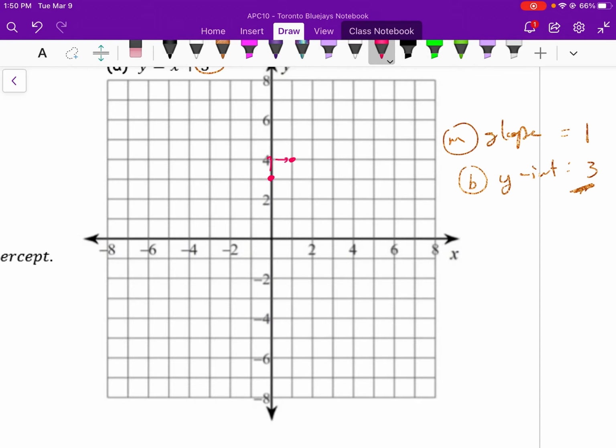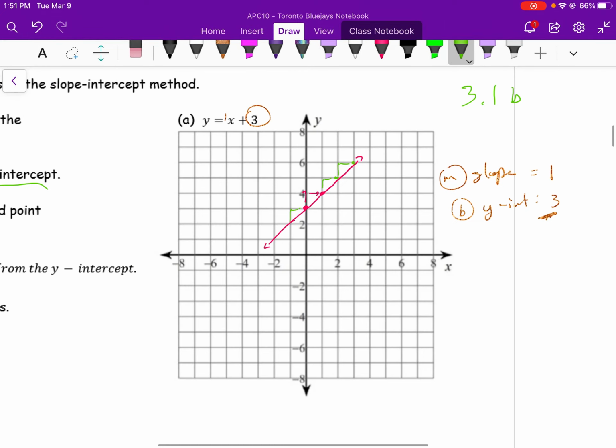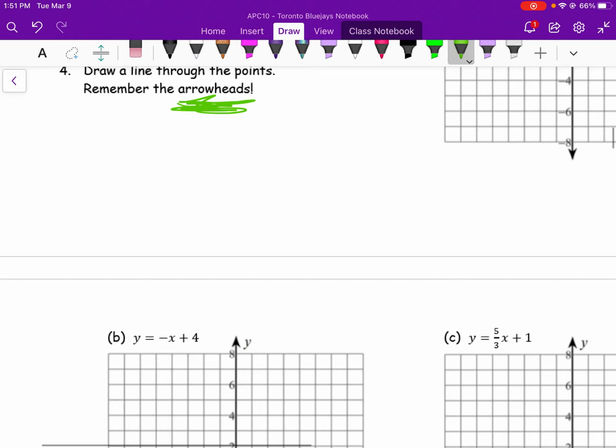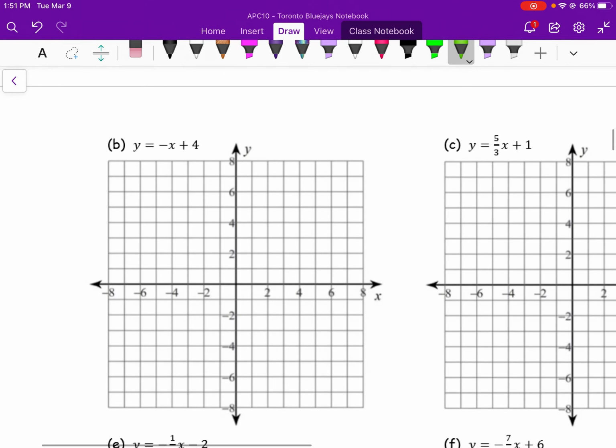Me personally, I like to get points farther apart. So there we are, there's my line. Make sure I include arrowheads. Here we are. And if I'm drawing it correctly, from one point to the next, I should have a slope of 1. There we have it. There's my graph. It wasn't so bad. Let's maybe tackle this.